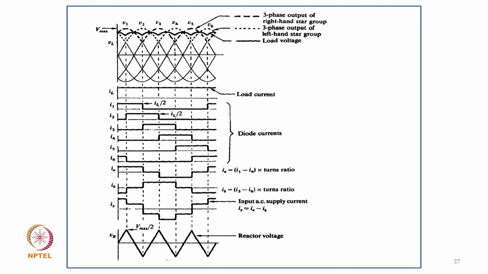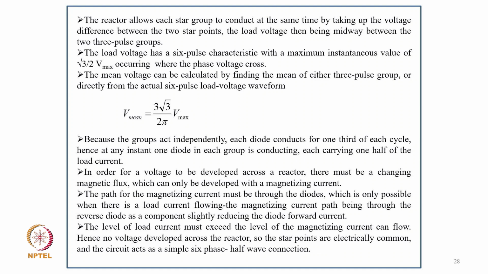And these are the typical waveforms, and how the reactor voltage, with typically the third harmonic, appears across it. So you can see all the different currents, like line current, load current if it is constant, the current in the devices, and the current on the primary side, IA, which becomes a kind of quasi-square waveform for all 3 phases. So the reactor allows each star group to conduct at the same time by taking up the voltage difference between the two star points.